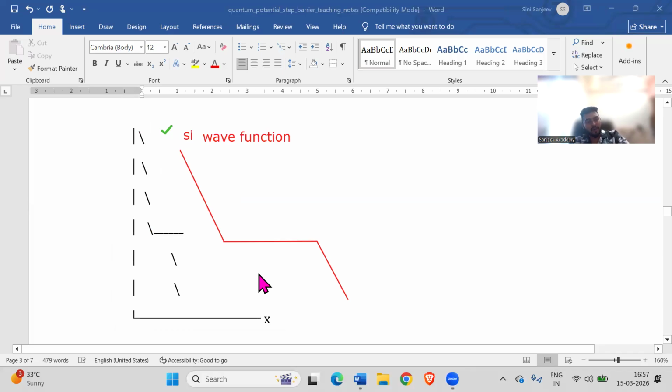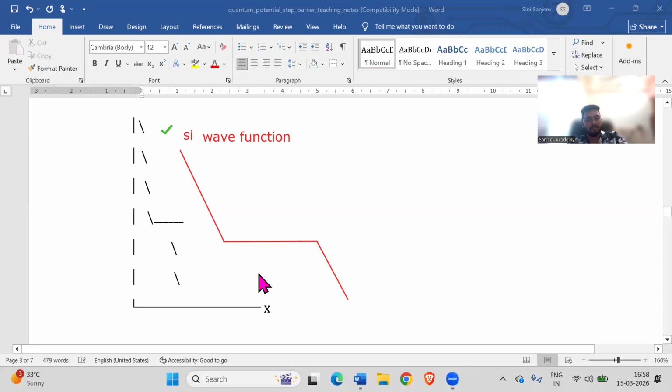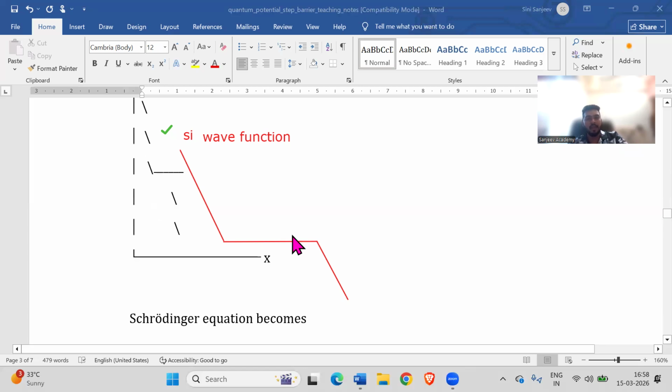fine. So what does classical physics say? The electron cannot cross the barrier. But quantum physics says the electron can penetrate inside the barrier. The potential barrier or potential step is there, right? The electron can penetrate inside the barrier. Okay, fine. But the wave will obviously, after some time, decay.